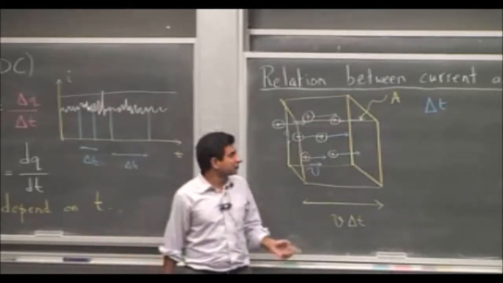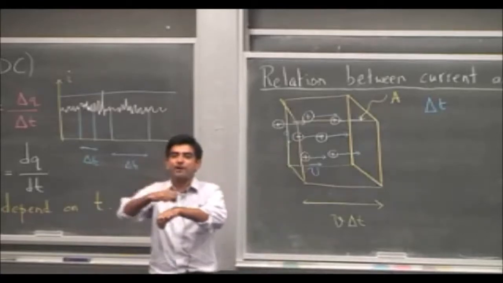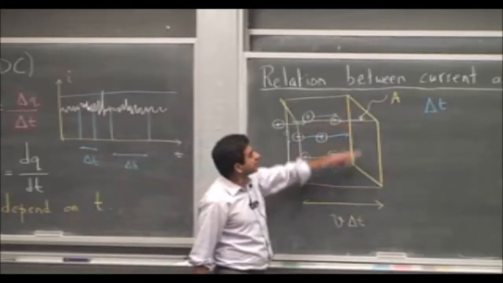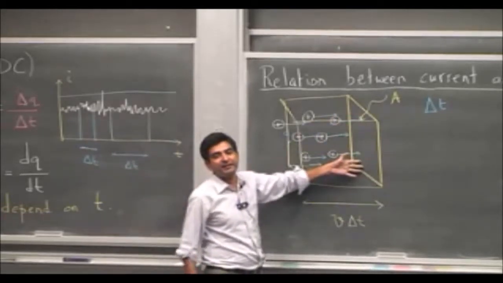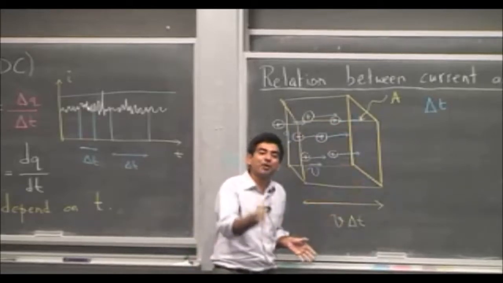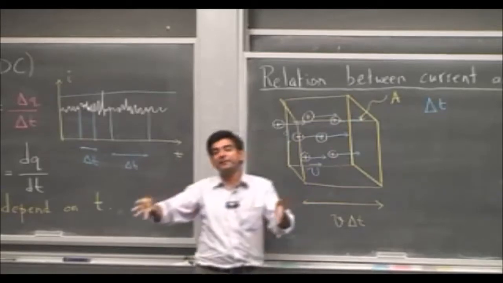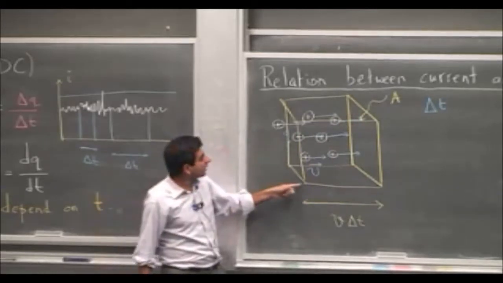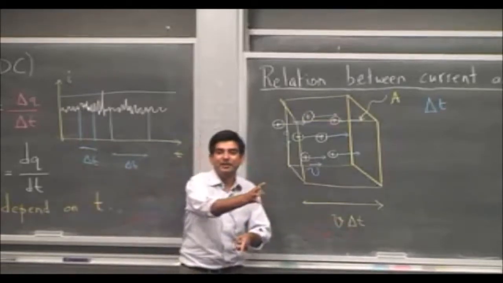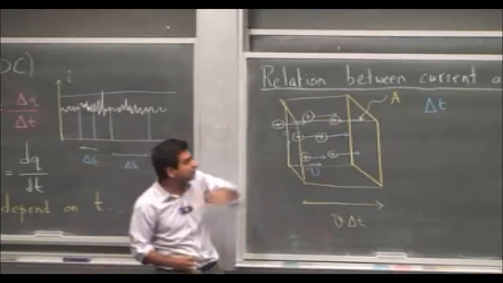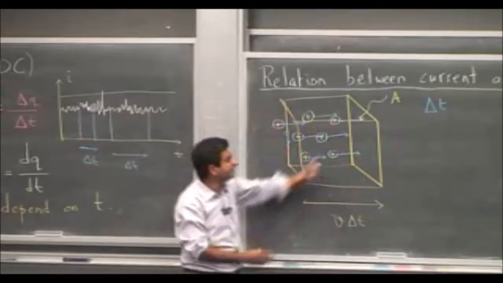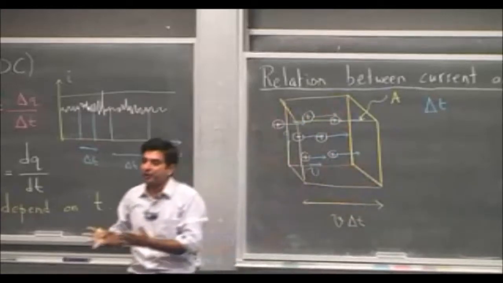So, if I start my stopwatch at time T equals 0, then only the charge carriers that are next to this plane will pass through this plane just after the stopwatch has started. And if I wait for a time delta T, then I'm allowing the particles that are a distance V delta T away to reach the plane and cross it. So what is going to effectively happen is that all the charge carriers within this cube of length V delta T and cross-sectional area A are going to constitute a current.